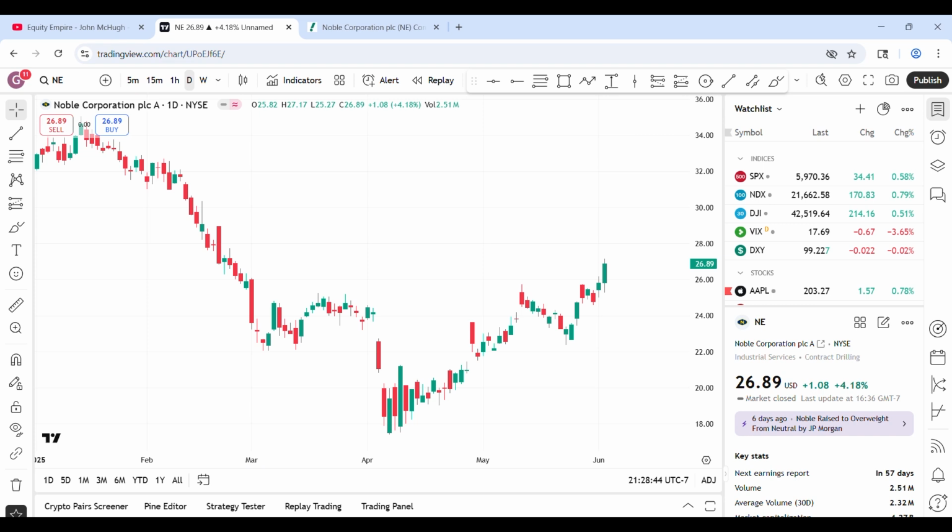When most investors are throwing darts, we're looking for clues in the charts. My name is John McHugh. I'm a former Wall Street analyst, hedge fund manager, and independent trader for the better part of 20 years. Today, we're going to be taking a look at oil and gas drilling company Noble Corporation, symbol NE.